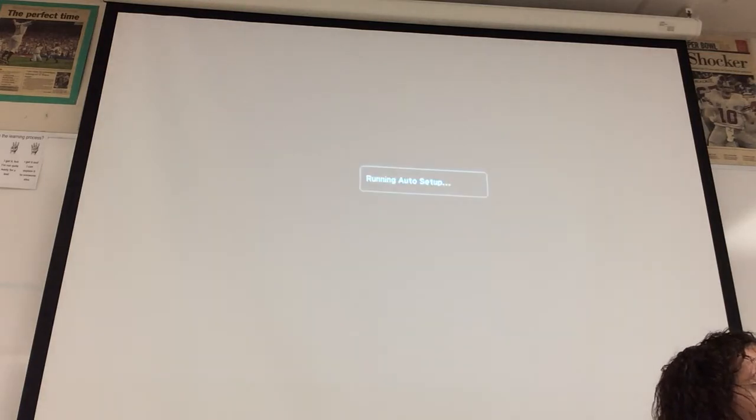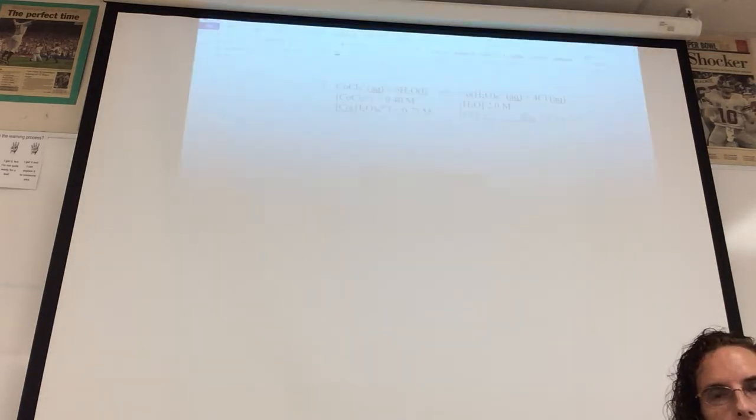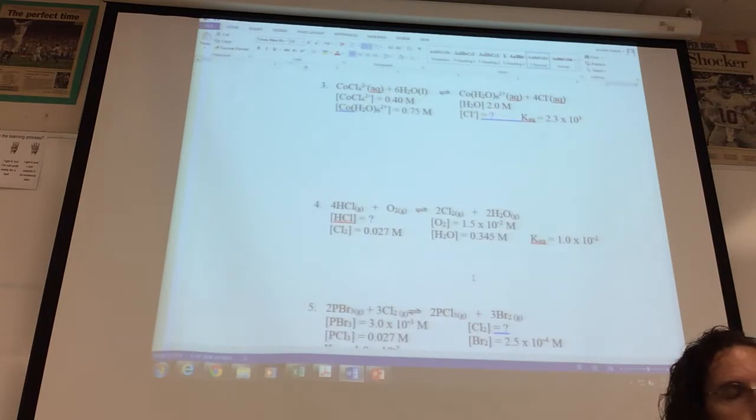When you look at the balanced equation, what do you notice that's a little bit problematic for KEQ expressions? There's a liquid. So we do not include solids or liquids in KEQ expressions. So what's happening here is we're given the concentrations of everything except one of the ions, and we're provided with a KEQ value.